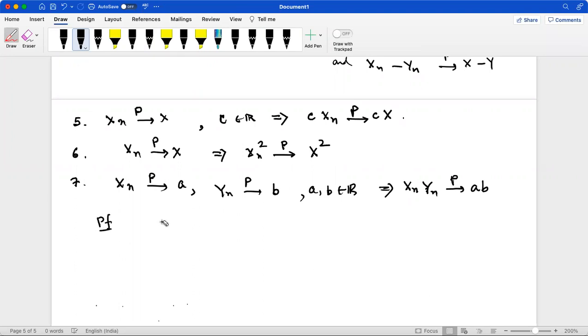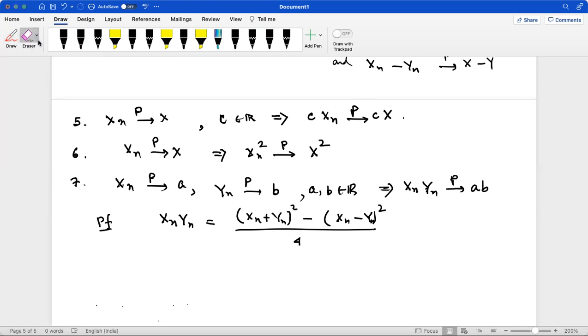You have to use this identity: 4ab is equal to (a plus b) whole square minus (a minus b) whole square. We already proved that xn plus yn goes to a plus b, and xn minus yn goes to a minus b. So done. This proof is easy; you just use a very simple school-level identity.